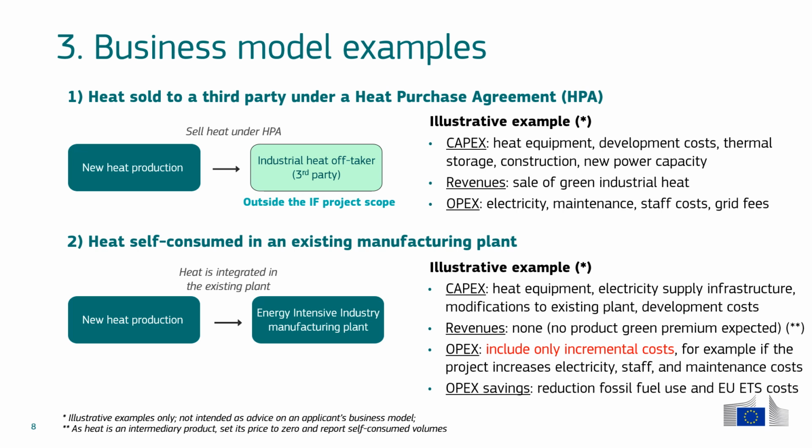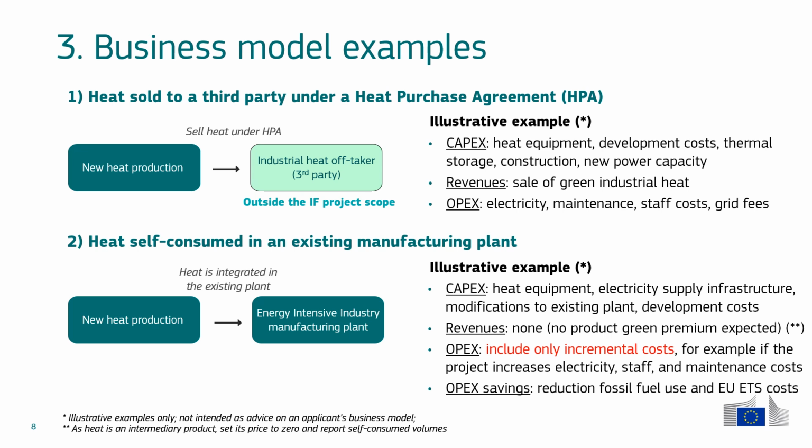Second example, self-consumed heat. This example illustrates a project where the applicant integrates heat into its existing manufacturing plant in an energy-intensive sector. Specific investments may be needed to integrate the new heat supply, such as modifications to the plant or additional electricity infrastructure. In this example, the project does not generate revenues, as the end products are not sold with a premium for greener heat.